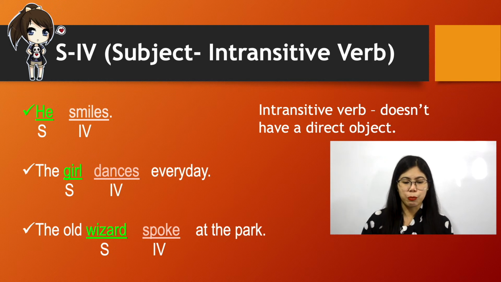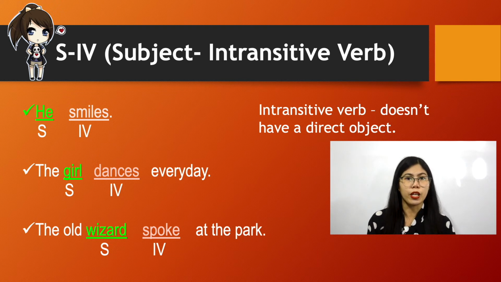Another thing that will help you determine if the verb is an intransitive verb is when the statement answers the question when, where, how long, or how often. In other words, if the verb is followed by an adverb, which I mentioned earlier. Example, the girl dances every day. As you can see, this statement is answerable by the question, how often? If we will ask, how often does the girl dance? The answer is every day. So, it is correct that the word dances is an intransitive verb.